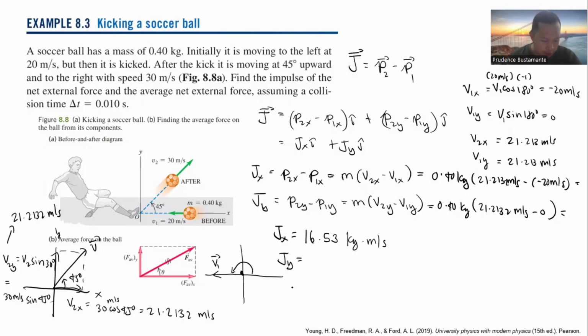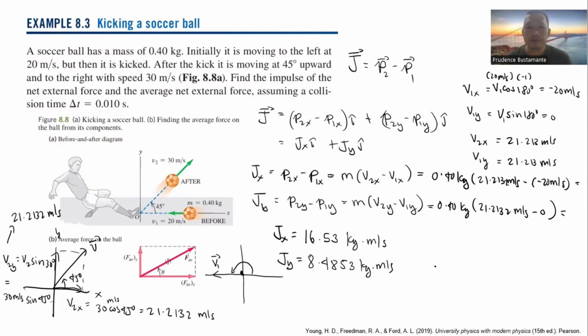So 8 point... So this one is 2 1. So 8.485, 3 kilograms meters per second.